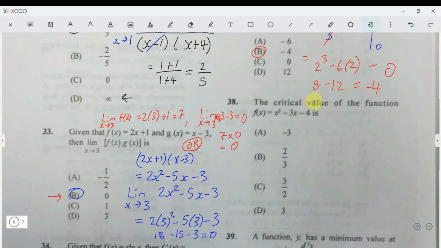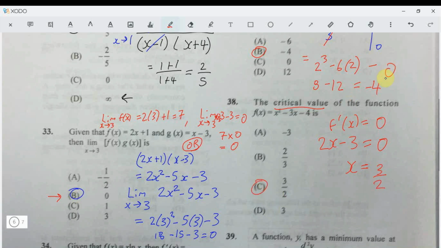Now this question says the critical value of the function f of x equal x squared minus 3x minus 4. Now critical value means stationary point. And a stationary point occurs when f prime of x is equal to 0. So this is going to be 2x minus 3 equal to 0 when you differentiate it. And transposing and solving for x, you get x equal 3 over 2. That's option C. Nice.